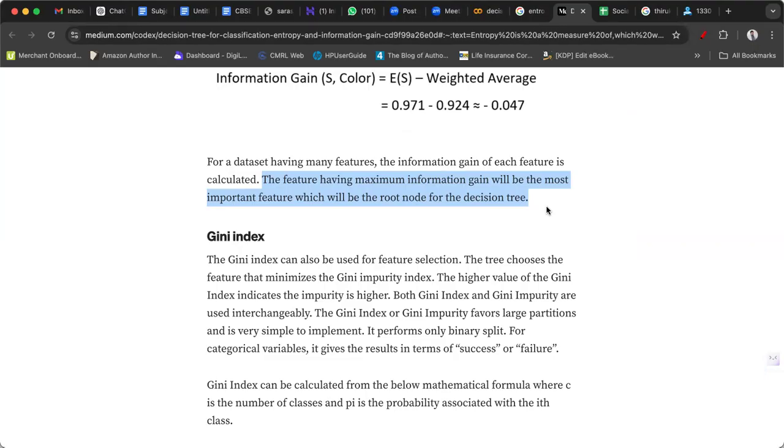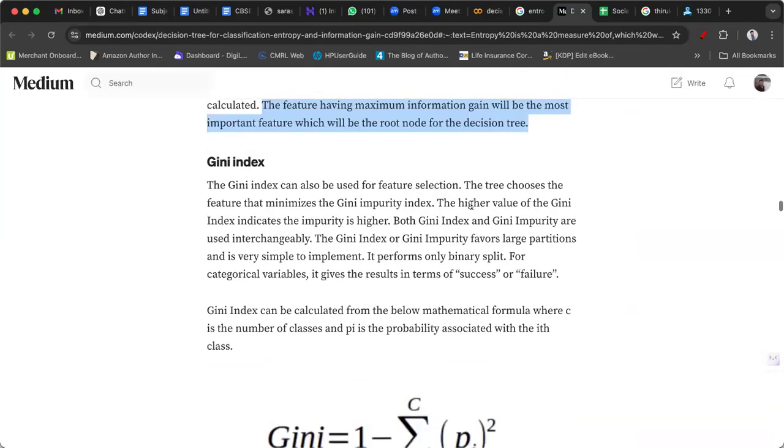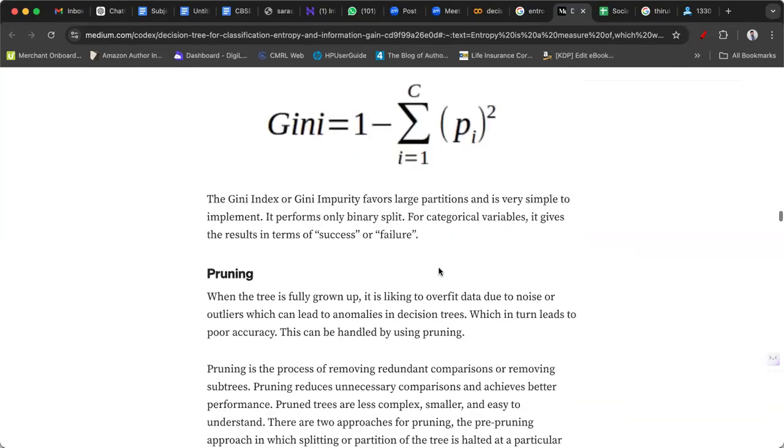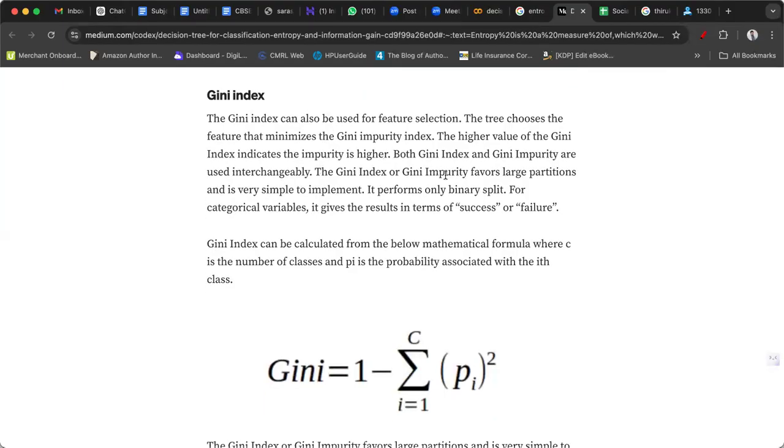There is one more methodology beyond this point that is called the Gini index. What is the Gini index? Gini index can also be used for feature selection. The tree chooses the feature that minimizes the Gini impurity index. The higher value of the Gini index indicates the impurity is higher. Both Gini index and Gini impurity are used interchangeably.